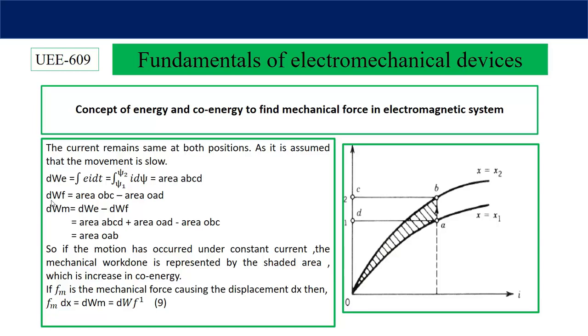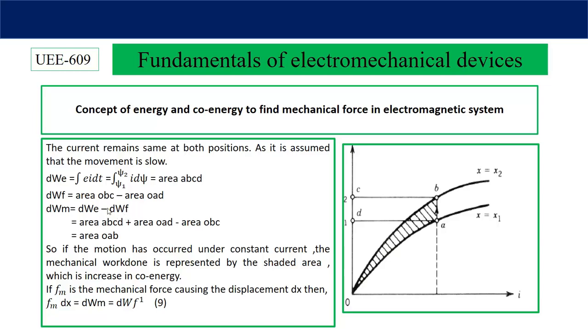Now dWf is equal to the increase in stored magnetic field energy. At position A, the stored magnetic field energy is OAD. At position x equal to x2, the stored magnetic field energy is OBC. So we can say the increase in stored magnetic field energy is area OBC minus area OAD. From equation 1 we know that electrical input is equal to mechanical output plus increase in magnetic field energy.